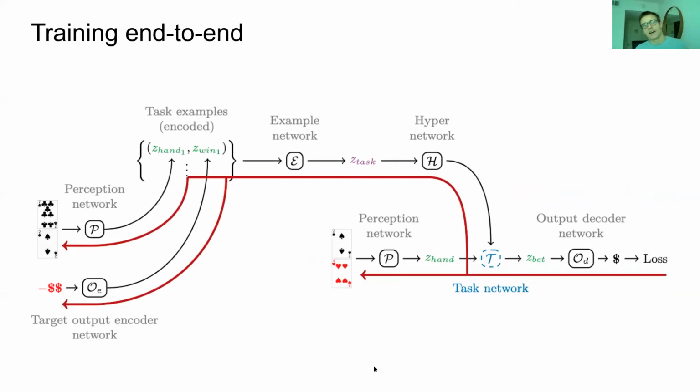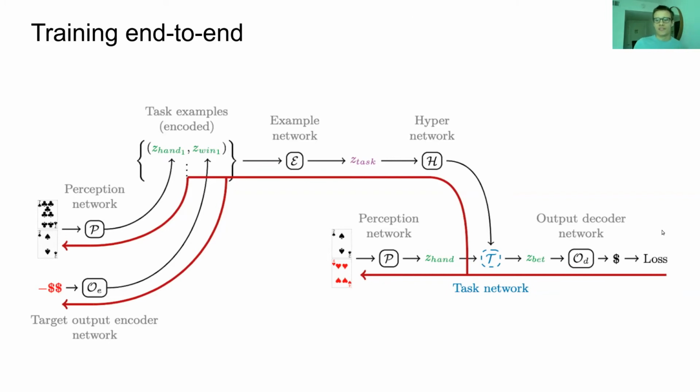And just to give you a sense of how this is trained, we can train this system end to end to do this task. So the basic idea is that we encode some example hands of poker, pass those through the example network to construct the task representation, pass that through the hypernetwork to set the weights of the task network to perform the task. Then we take in a new hand of poker, we construct a representation for that, we pass that through the task network, we construct a representation for the bet, we decode that to a bet, and then we are going to actually play that hand and see whether the system wins or loses.